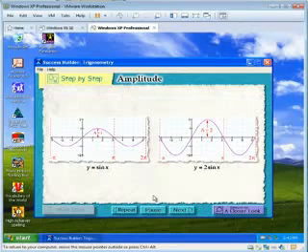The distance between a trough and a crest is equal to twice the amplitude. Notice in the second example that the distance from the crest to the trough is 4, or twice the amplitude of 2.